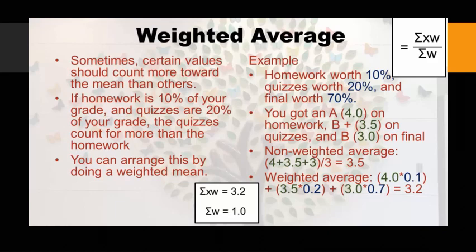You know how sometimes on the syllabus your homework is weighed like 10% of your grade, and then your quizzes are 20%, and then your final exam will be worth 70% of your grade. So what if you get an A on your homework and then you get a B+ on your quizzes, and then you just get a B on the final exam? Well, if you were taking an average of all three of these scores, if it's a non-weighted average, it would come out to a 3.5. So that would be good. You'd be like, wow, I got a B+ overall.